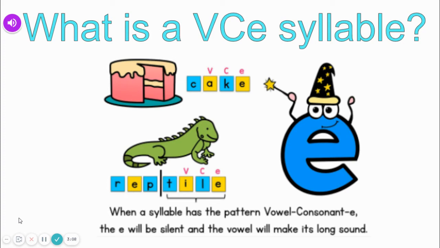What is the vowel consonant E syllable? When a syllable has the pattern vowel consonant E, the E will be silent and the vowel will make its long sound. Look at the word cake. Notice the A consonant E pattern that you see there, and that is why the vowel says A in cake.